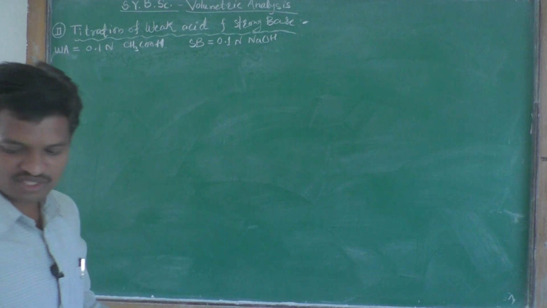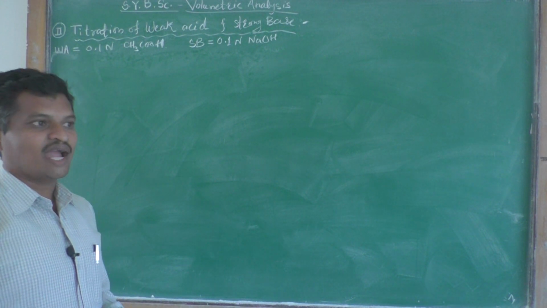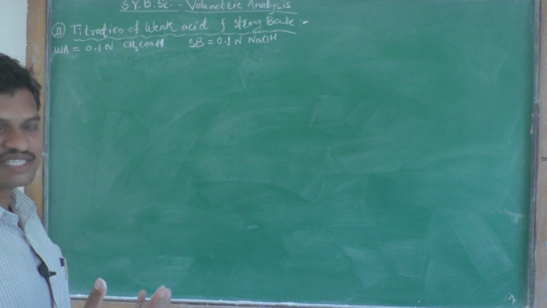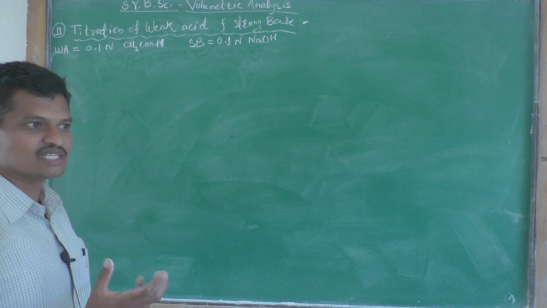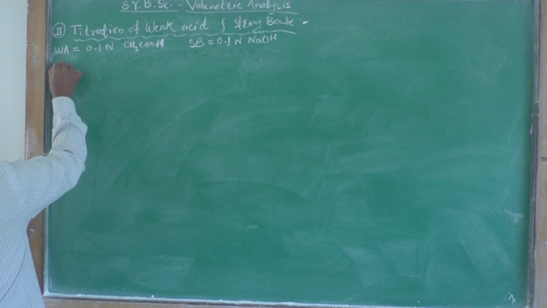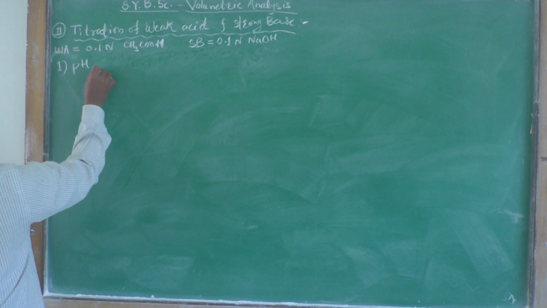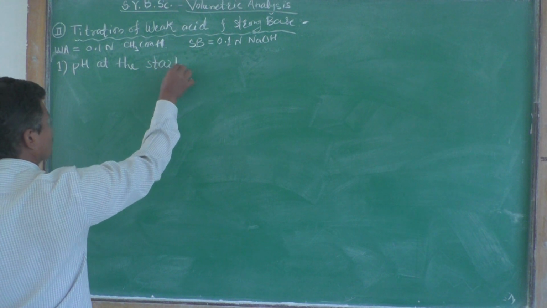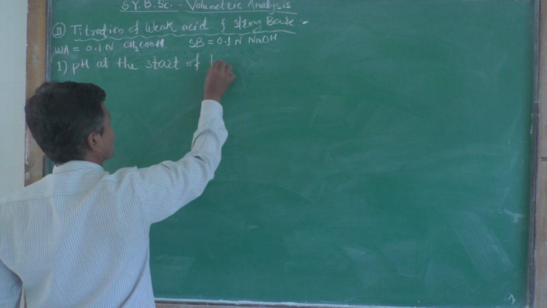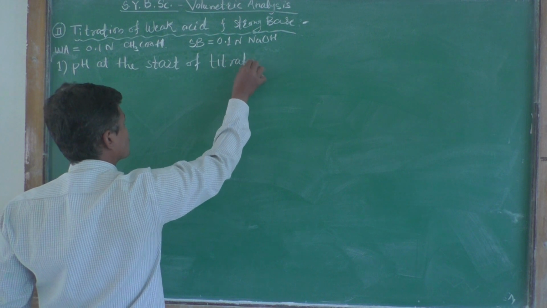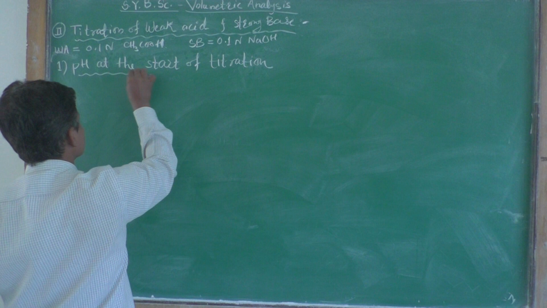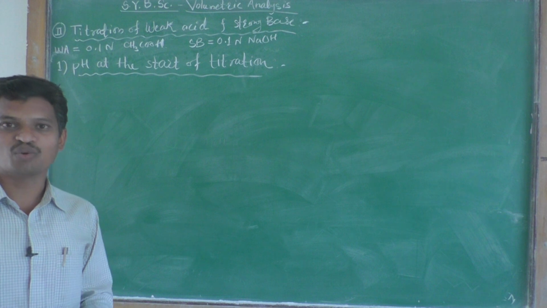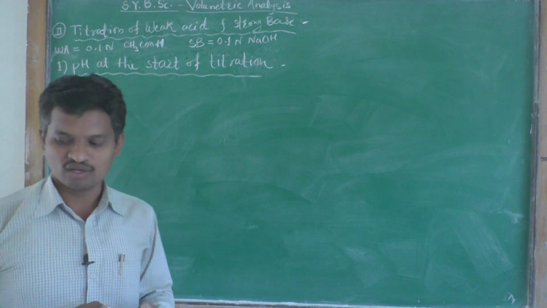For this we have to remember that at the start of titration we have only acetic acid, that is 25 ml of 0.1 normal acetic acid in our conical flask. So our first attempt is to calculate the pH at the start of titration. At the start of this titration we have only 0.1 normal acetic acid in the conical flask.